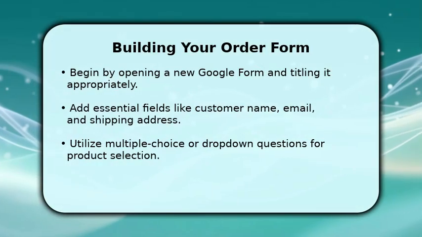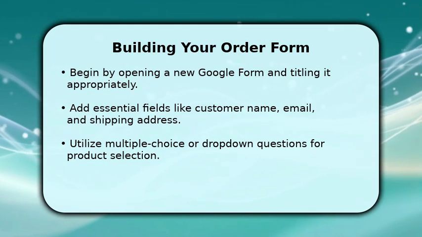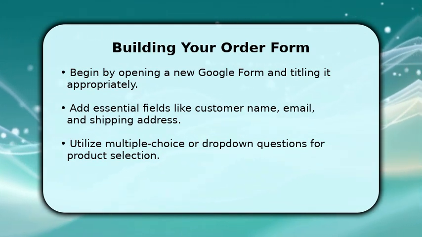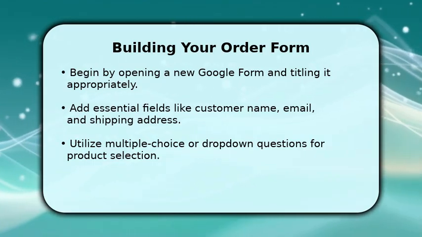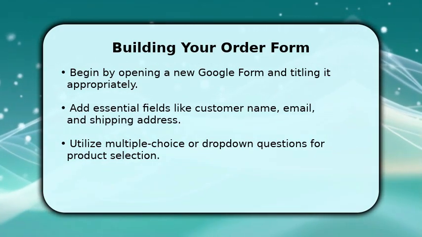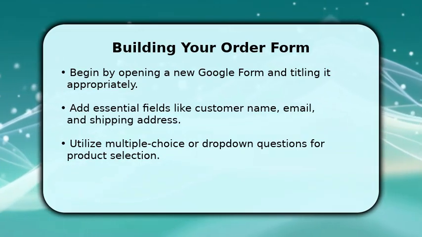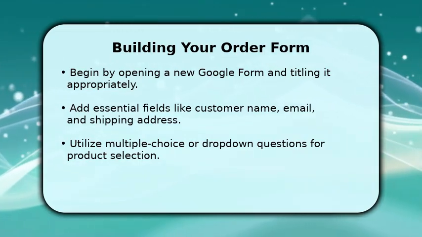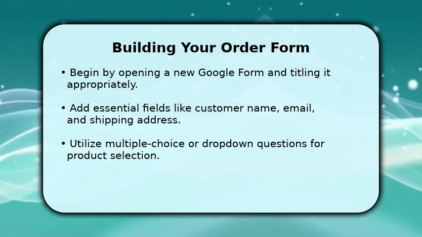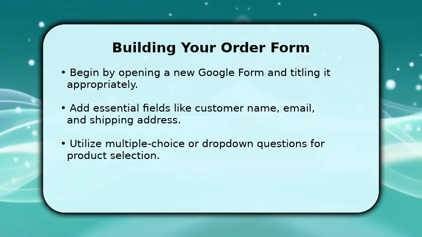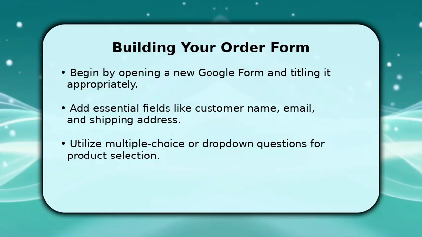To begin, open Google Forms and select a blank form. Give your form a clear title, such as Product Order Form, and add a brief description. Next, include fields for customer details like their full name, email address, and shipping information. You can use short answer questions for these. For product selection, consider using multiple choice or drop-down questions to list your items clearly.